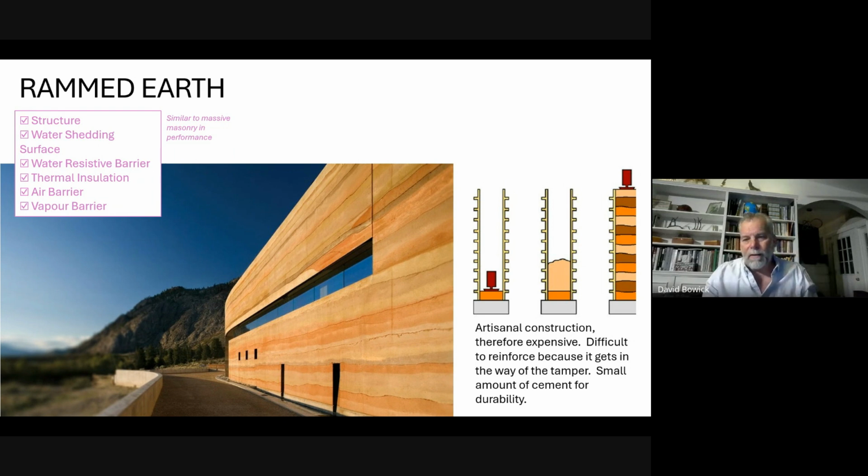So we have well graded material. We put it in layers, we compact it, but you can imagine that if we have that wall full of rebar, it becomes very difficult to compact. So they're largely unreinforced walls, and it's very labor intensive, which is what makes it an expensive artisanal construction. A lot of labor, fairly limited in its utility because of our inability to put proper reinforcing in it.